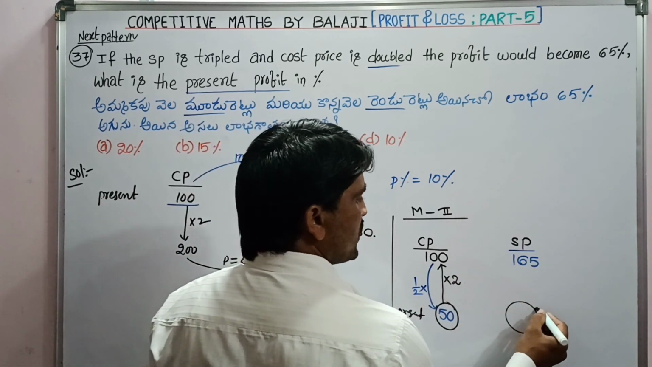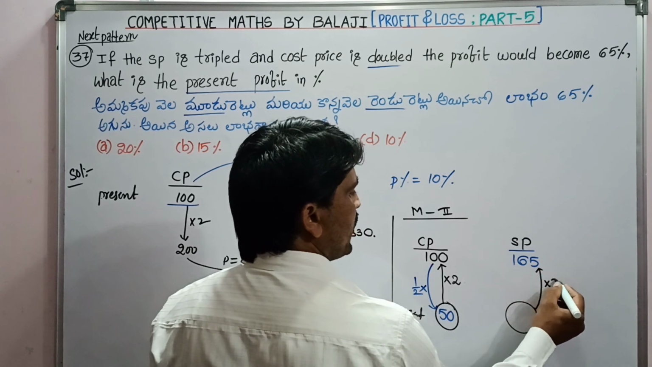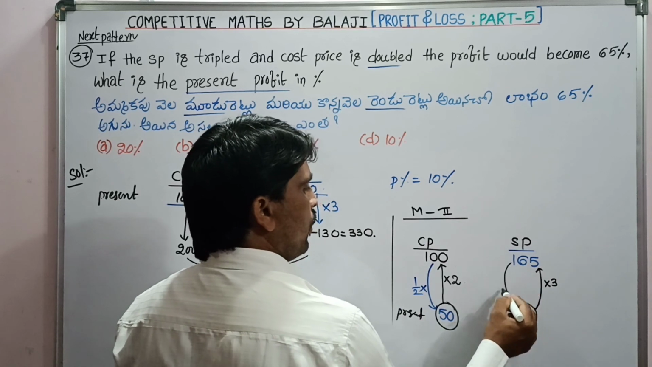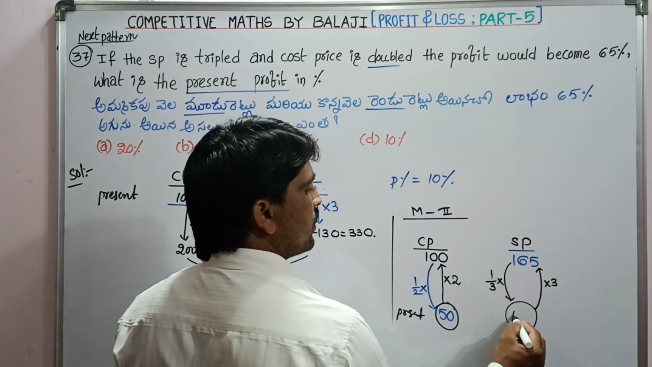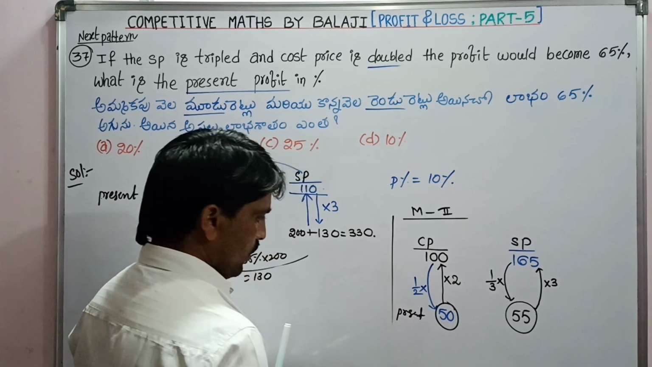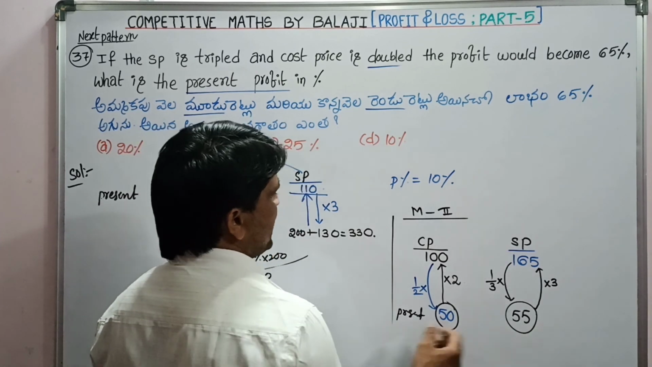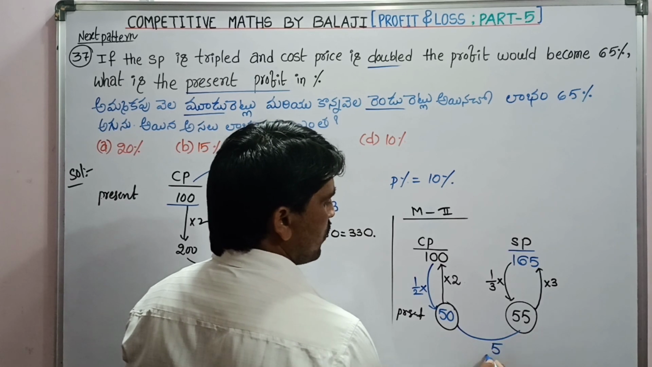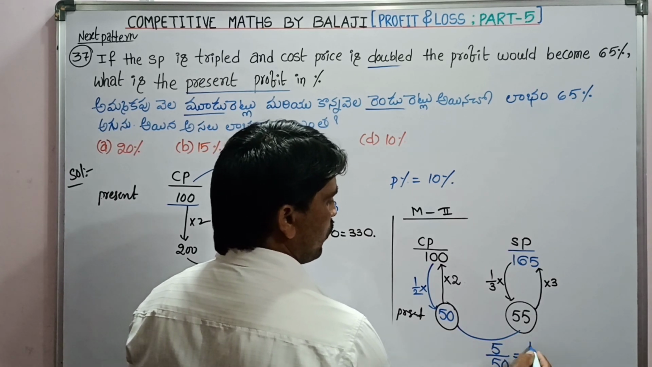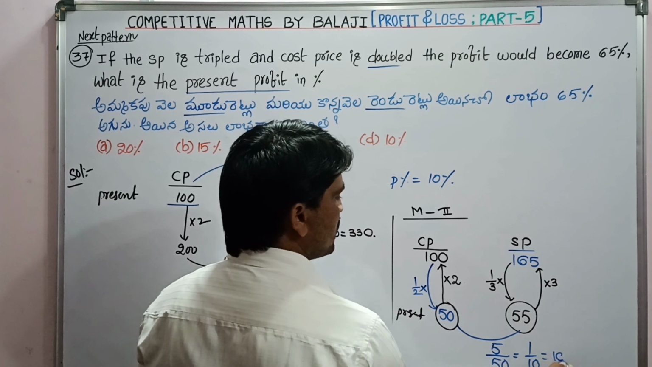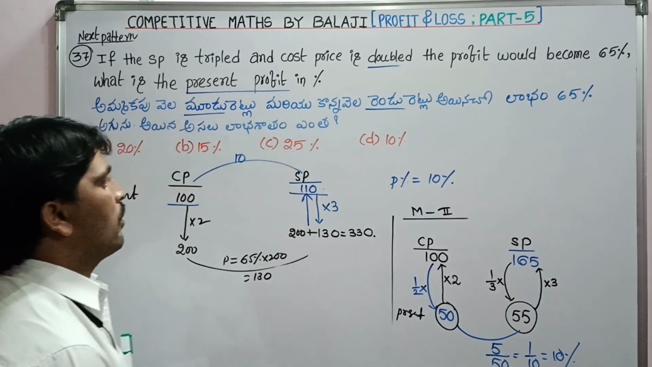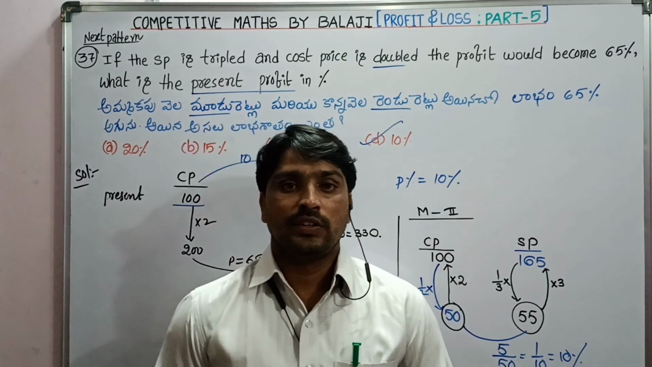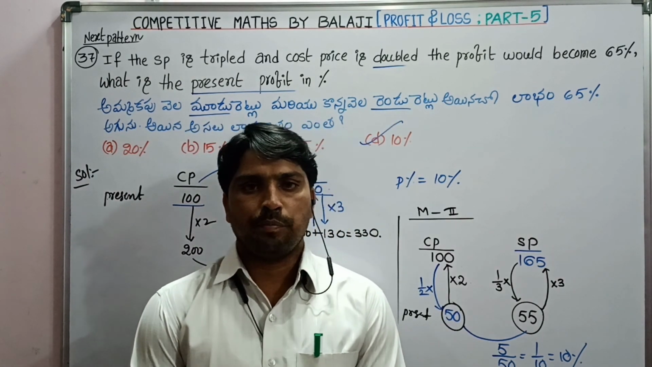But 165 is 3 times of this empty box. So the empty box is 1 by 3 times of 165, that is 55. So these are the present CP and present SP. Now there is a profit of 5 rupees over 50 rupees, that is equal to 1 by 10. 1 by 10 means 10% actual present profit. So answer is D. Okay students, this completes part 5 of profit and loss.